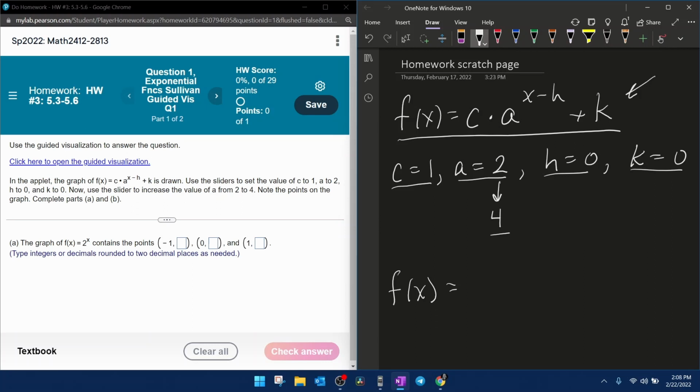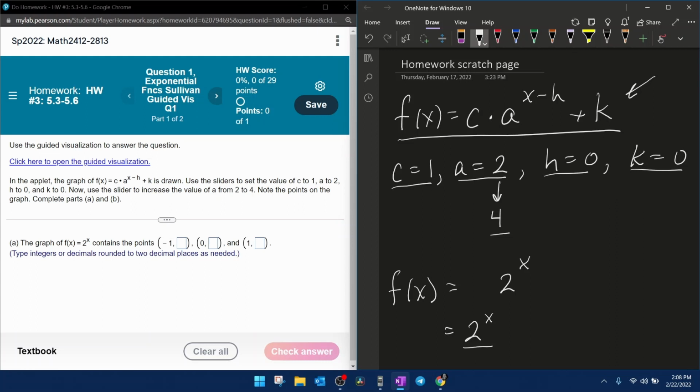So if we replace c with 1, a with 2, x minus h is 0, and plus k is 0, that function will simplify to just simply 2 to the x, because 1 times anything is itself, so the 1 times disappears. X minus 0 is just x. Anything plus 0 is itself. And so we can see that f of x is going to be just 2 to the x, which is what they mention in part A.